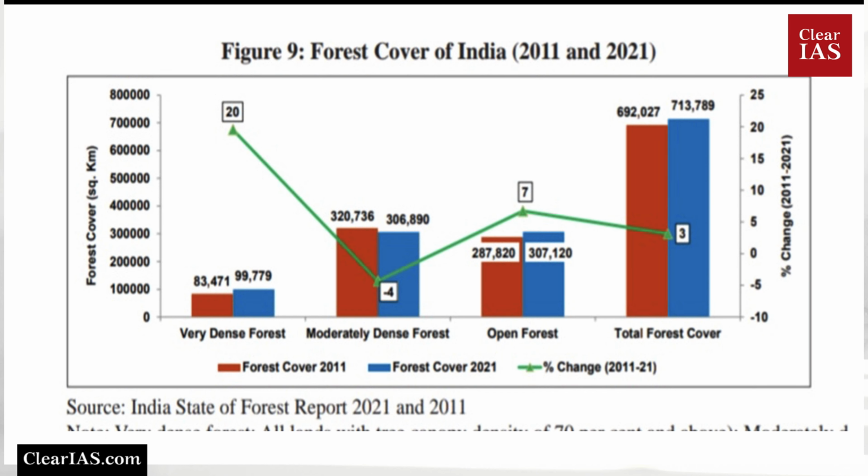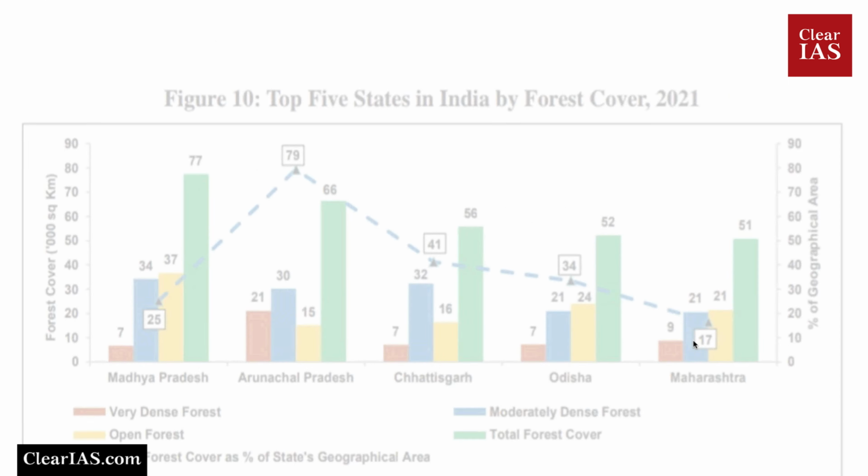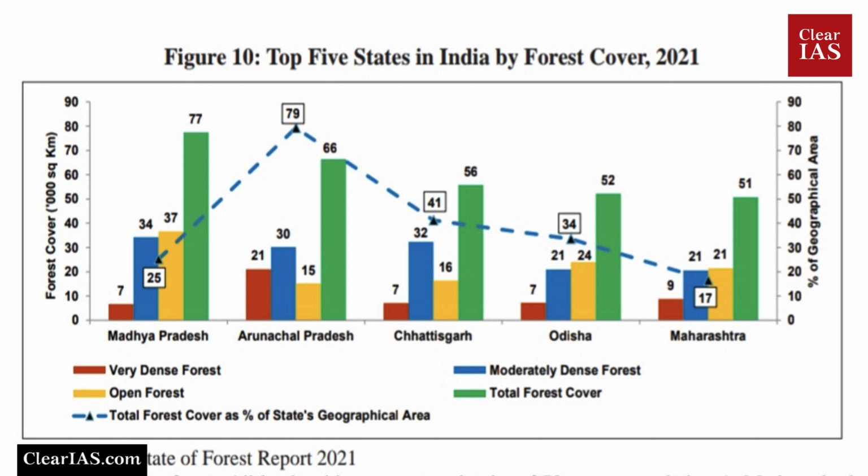This figure shows the forest cover of India in 2011 and 2021. Here we can see an increase in very dense forest, open forest and total forest cover during this period. This figure shows the top 5 states in India by forest cover in the year 2021. Madhya Pradesh has the maximum forest cover, followed by Arunachal Pradesh, Chhattisgarh, Odisha and Maharashtra.